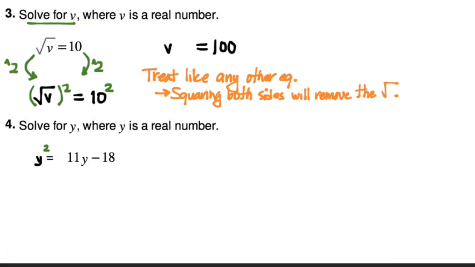If I want this 11y here, for example, to be on the left side instead of the right side, what should I do? Subtract 11y from both sides. And likewise with this minus 18, if I want to get that to move over to the left, what should I do? Add 18 to both sides. And after I do all of those things, my left-hand side is y squared minus 11y plus 18. What's my right-hand side?